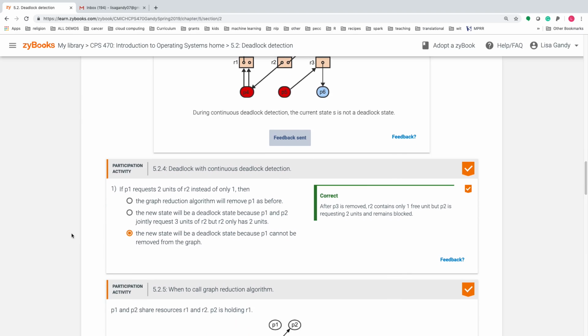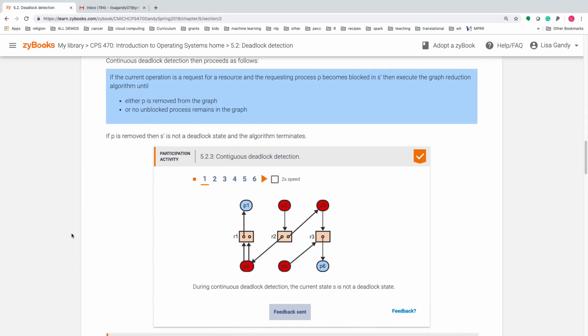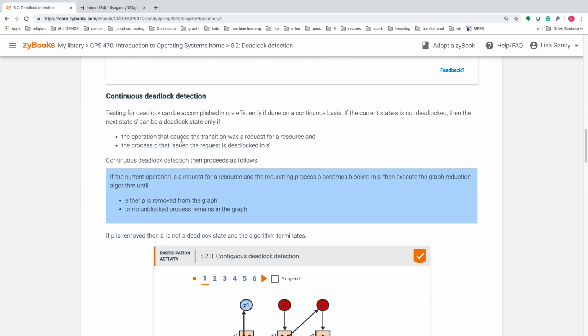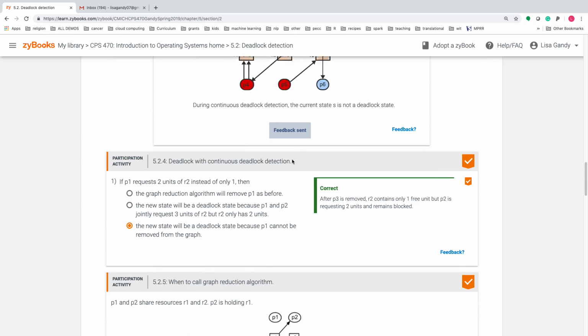I think I get what they were saying in that paragraph above the diagram. This one? Yeah, they're saying if your current state is not deadlocked, then the next state can be a deadlock state only if you're requesting a resource and it puts you in deadlock. Well, that makes sense because it's the new process, so it's going to be the one that causes the deadlock. But they don't talk about it, and I guess it's kind of intuitive that if it's going to cause a deadlock, it has to be blocked. So it's part of it. Yes. But still, I think they should say it a little better.